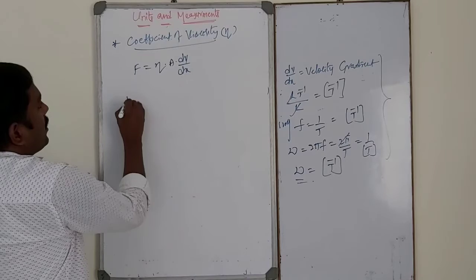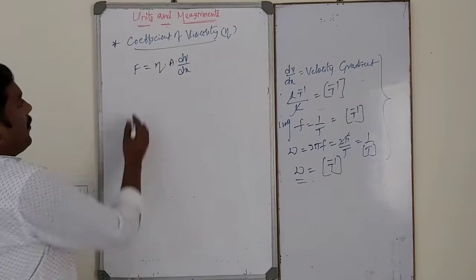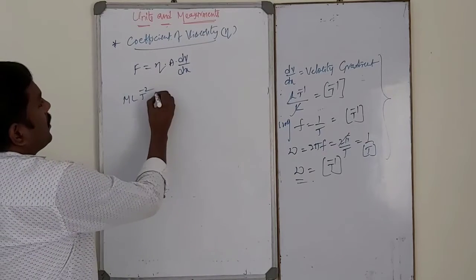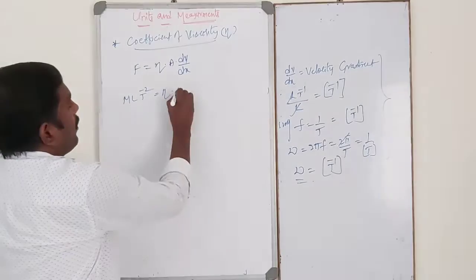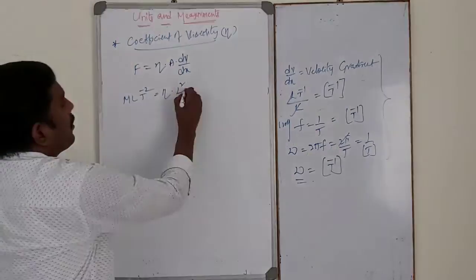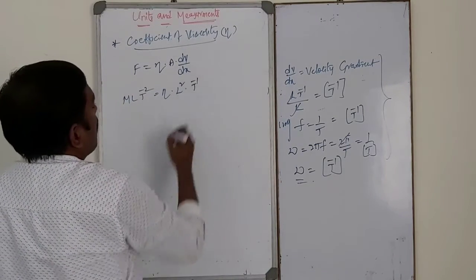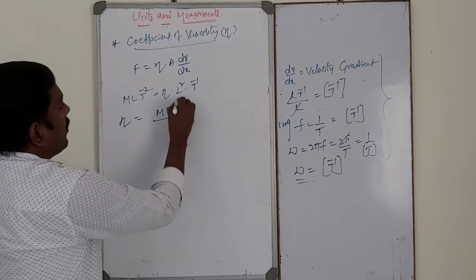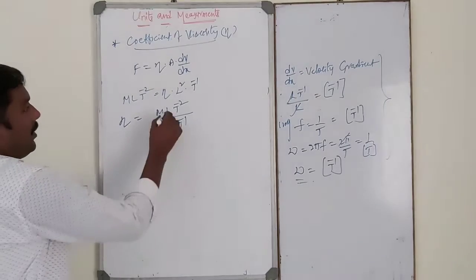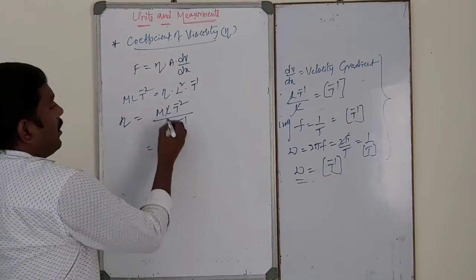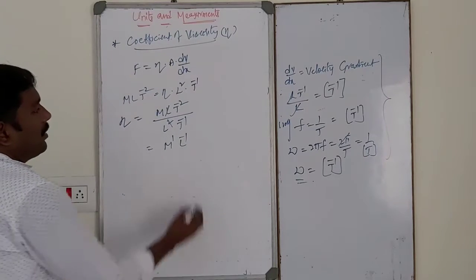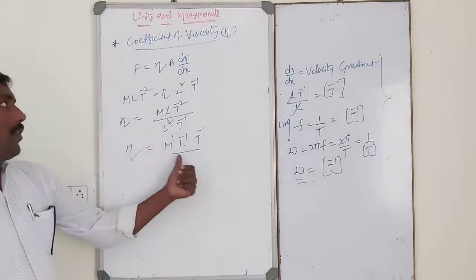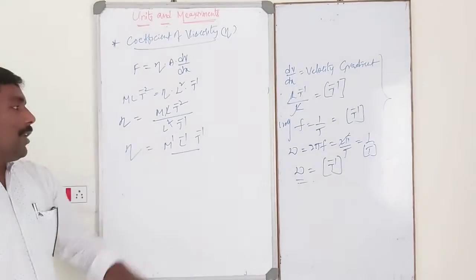So F is equal to force, dimensional formula for force, M L T power minus 2. That is equal to eta. And what is the dimensional formula for area? L power 2. That is meter square. A into dv by dx, dimensional formula of dv by dx is T power minus 1. Then eta is equal to M L T power minus 2 divided by L power 2 T power minus 1. Then one L, L gets cancelled out. Then finally M power 1 L power minus 1 T power minus 1. So this is the coefficient of viscosity dimensional formula, M power 1 L power minus 1 T power minus 1.